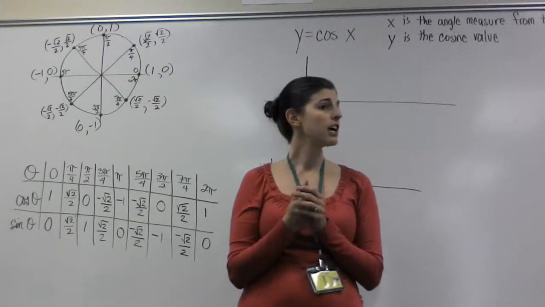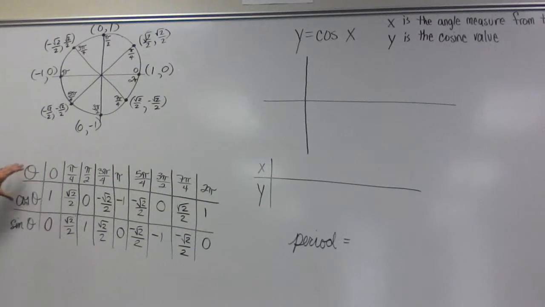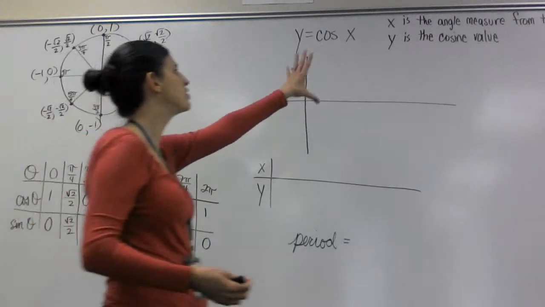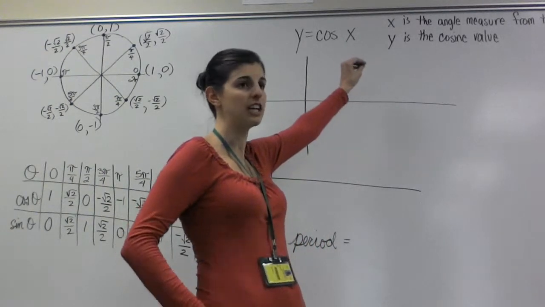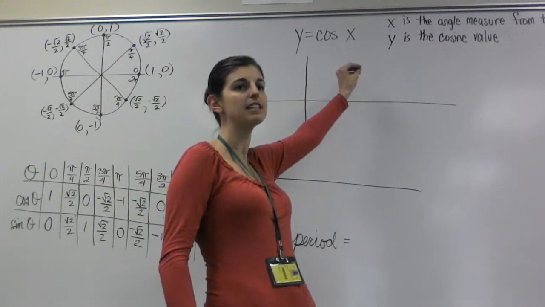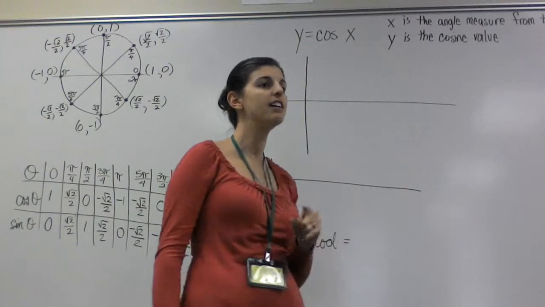But sine and cosine are cyclic. What we're going to do is we're going to dissect this table right here, and we're going to make a new graph of just cosine. So now I'm going to graph the function. This is going to pass the vertical line test. I'm going to graph the function y equals cosine of x.